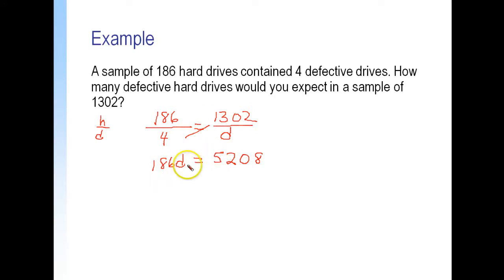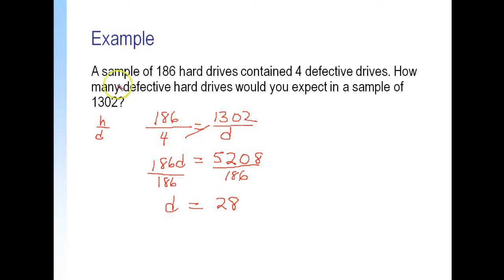Now we're going to divide both sides by 186. And we get D equals, I'm going to get my trusty calculator here, 5208 divided by 186 gives me 28. So how many defective drives would you expect in this total number? And the answer is 28.